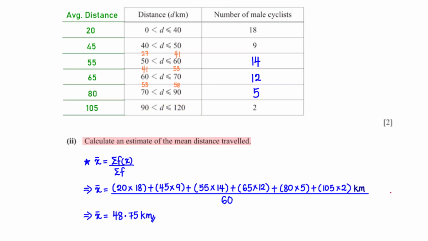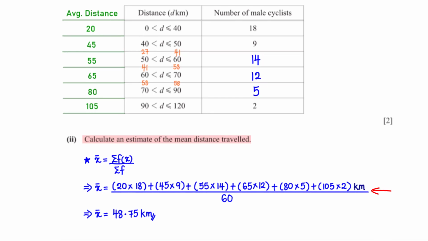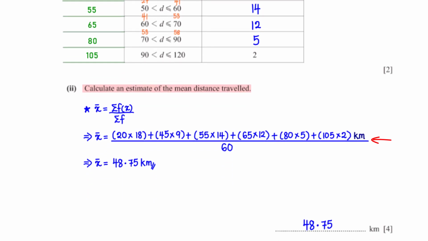So for sigma f of x, we have 20 times 18 plus 45 times 9 plus 55 times 14 plus 65 times 12 plus 80 times 5 plus 105 times 2 kilometers, divided by the number of male cyclists, which is 60. When we type this into the calculator, we get 48.75 kilometers.